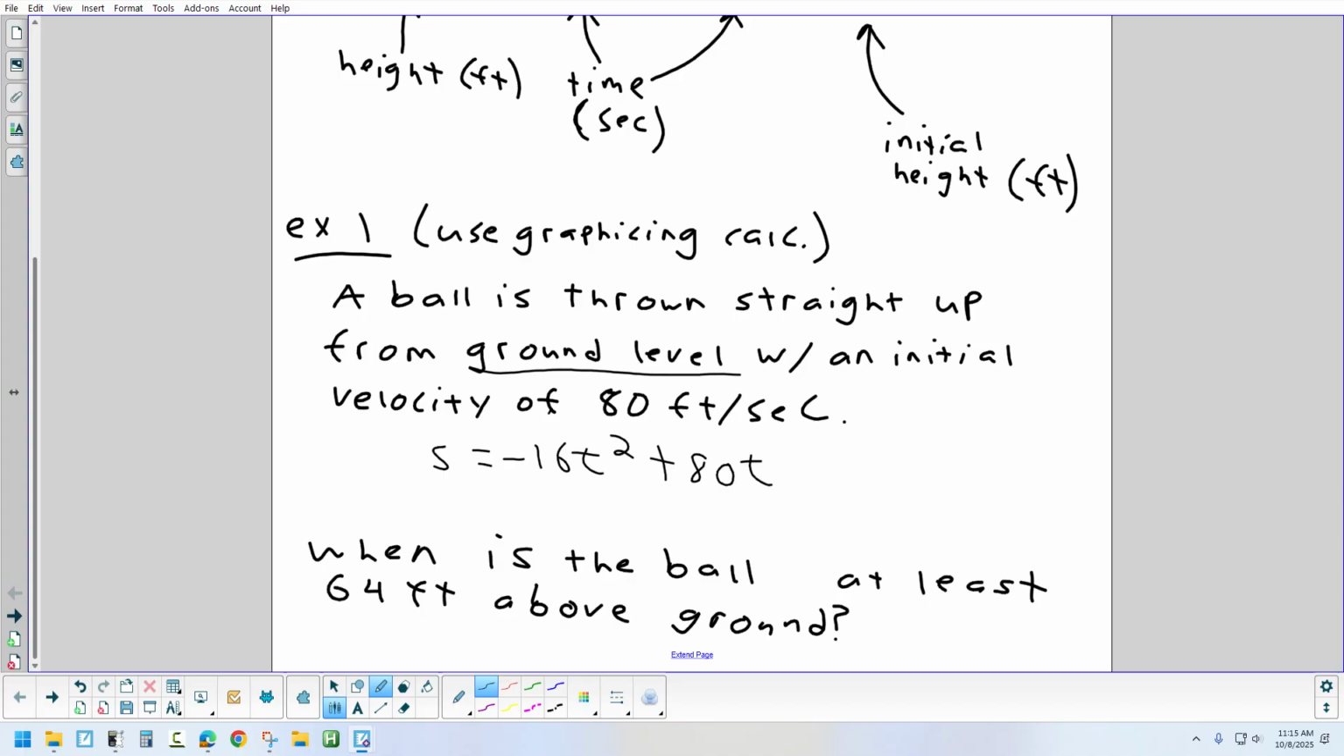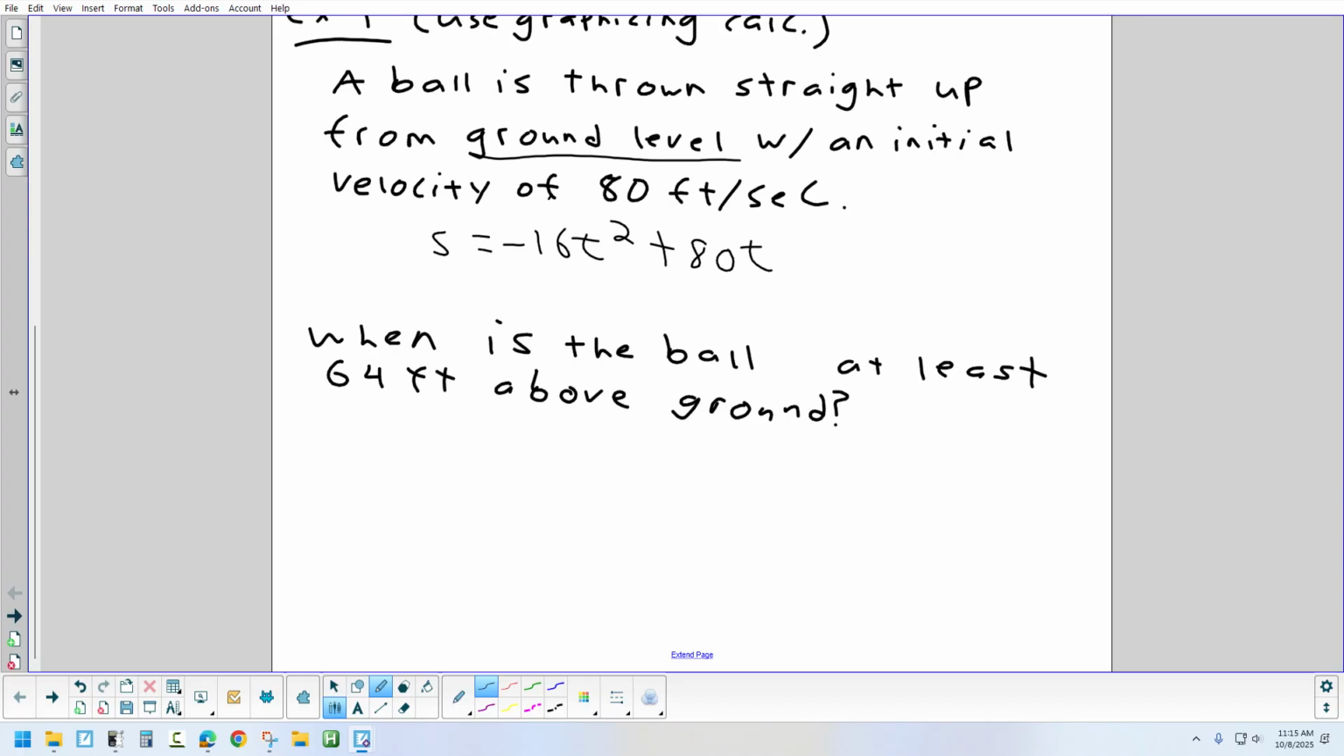Now, they want to know when the ball is at least 64 feet above the ground. What does at least mean? Right, at least translates to a greater than or equal to symbol. So if I say that you have to have at least a 70 or higher to pass the test, at least means you need a 70 or greater number. Okay? Can include the number or higher.